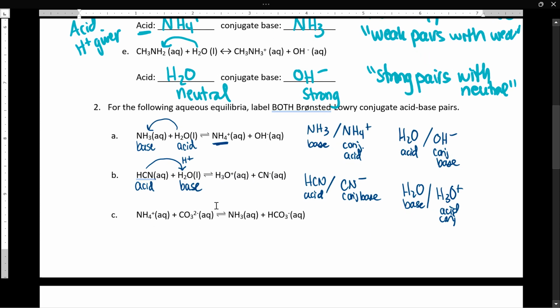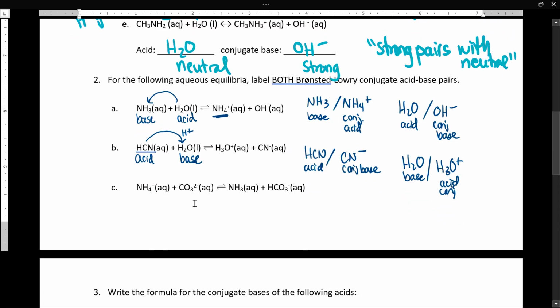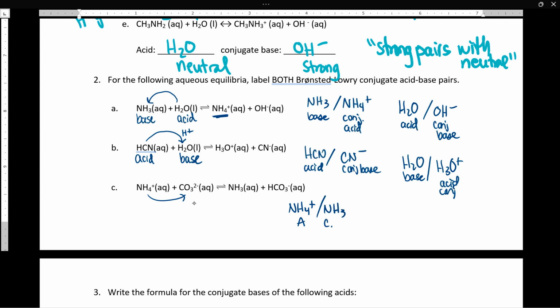All right, and then one more down here. It looks like in this case, NH4 was being the hydrogen giver. So NH4 is my acid, NH3 is its conjugate base, and then CO3 2 minus was acting as a base, and then HCO3 minus is its conjugate acid.